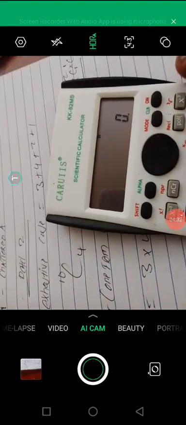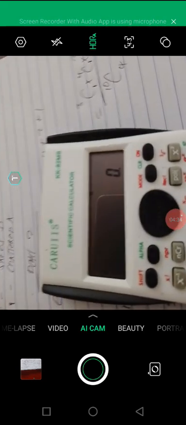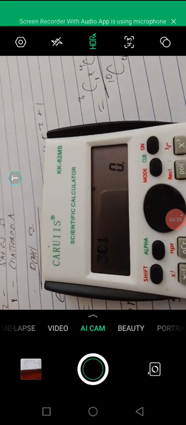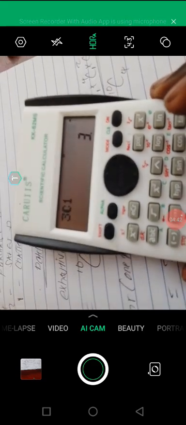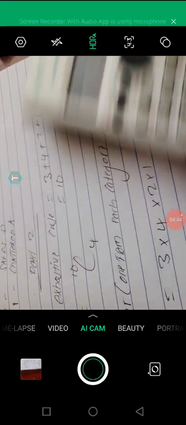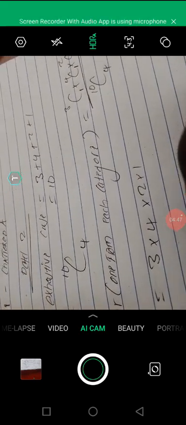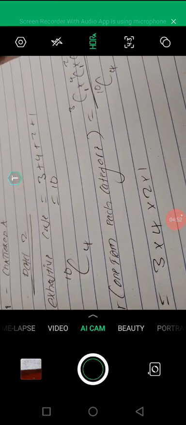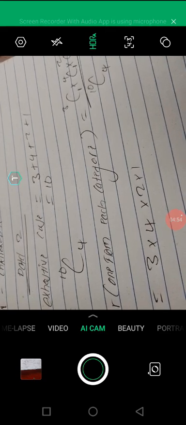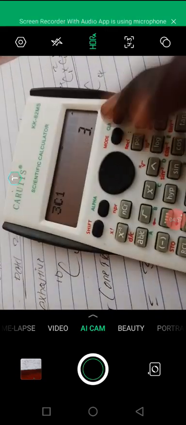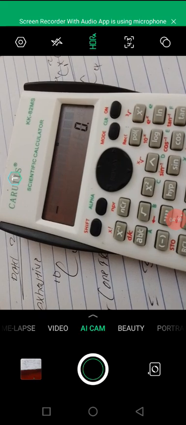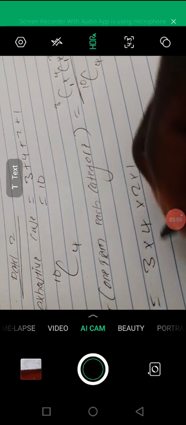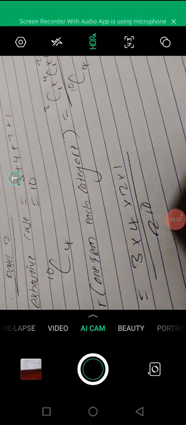So what I'm talking about is this: 3 combination 1 is 3, 4 combination 1 is 4, 2 combination 1 is 2, 1 combination 1 is 1. What about 10 combination 4? That is 210. So we divide by 210.